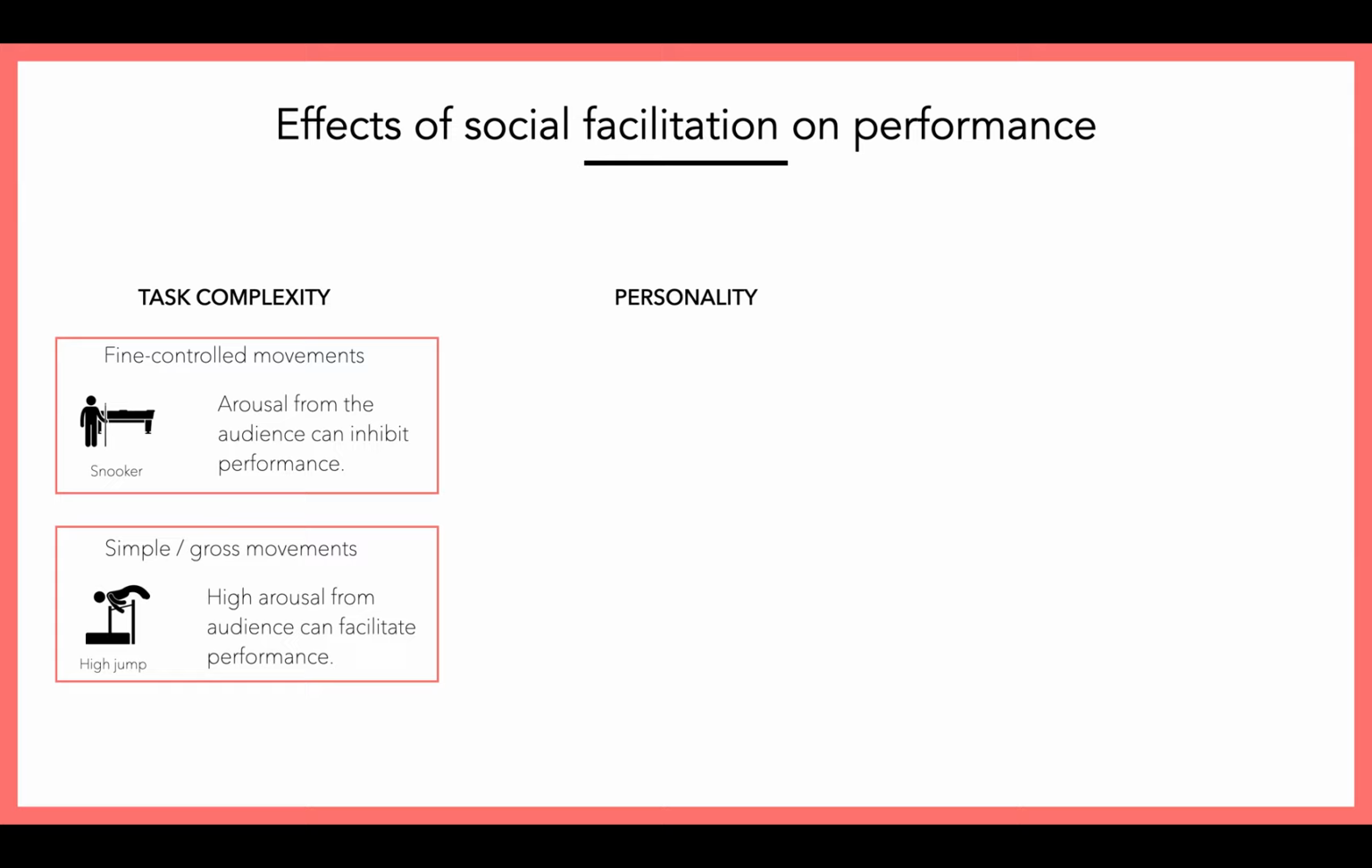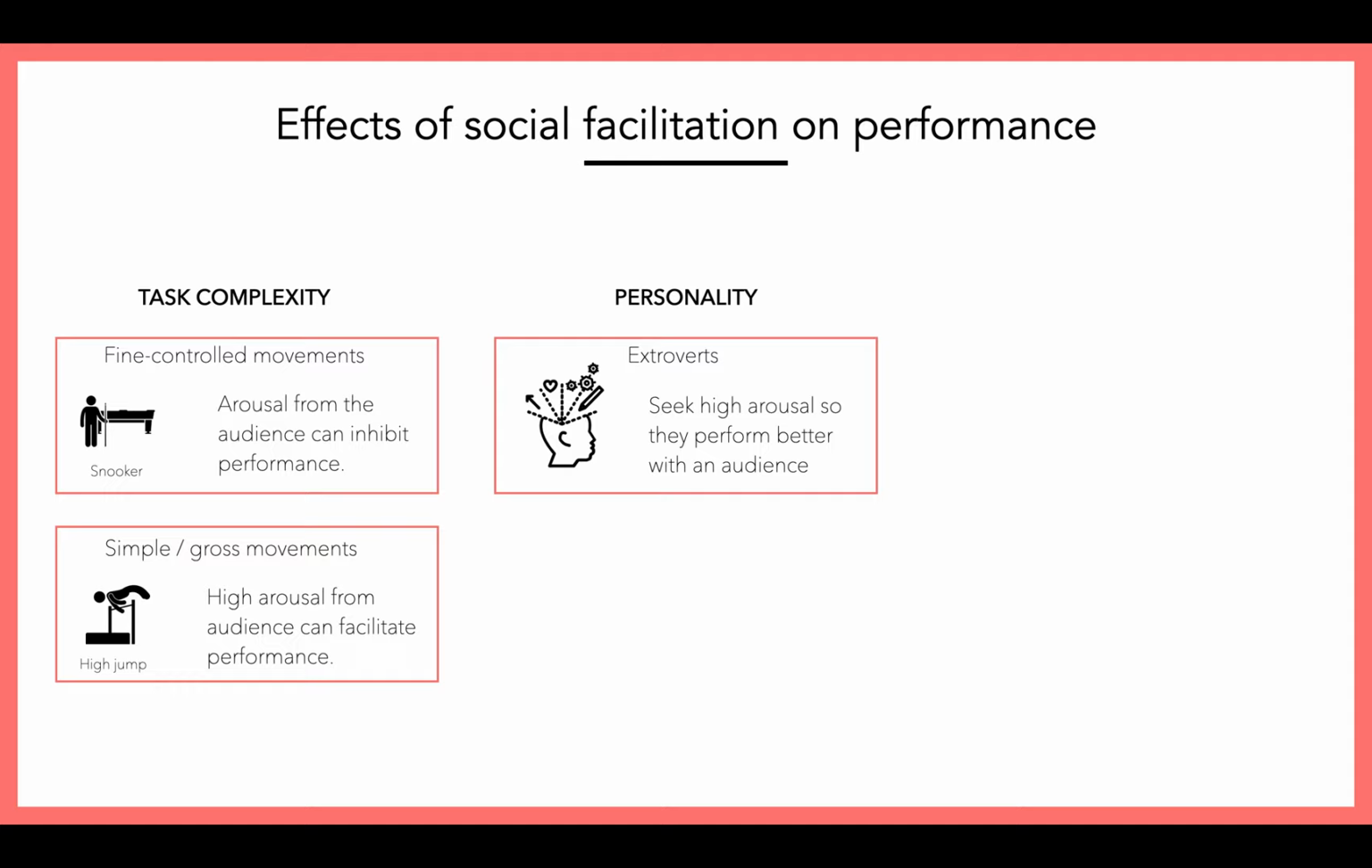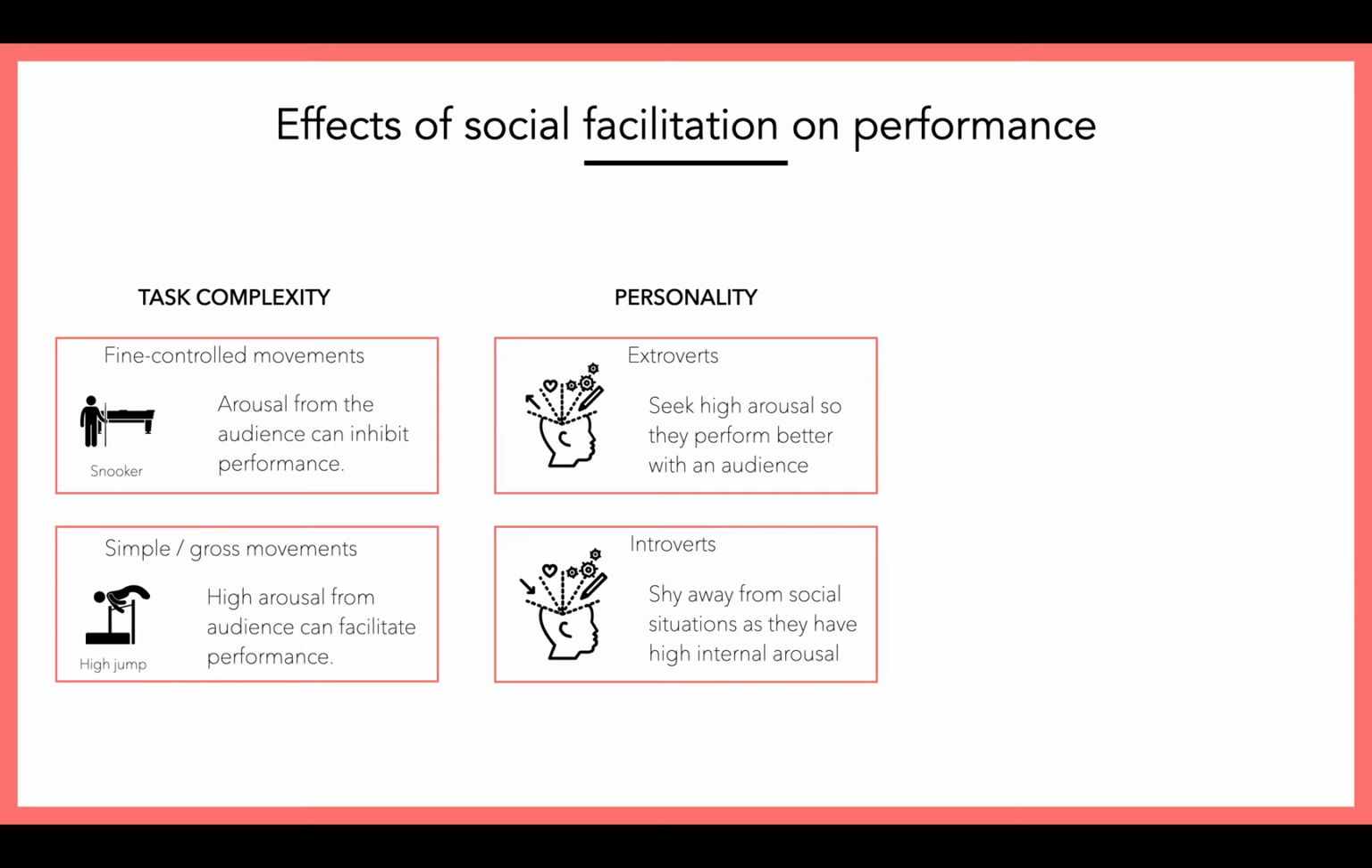Personality, probably guess this one from arousal. Extroverts, because of that RAS system inhibiting the stimulation from sensory stimuli, they seek arousal, and an audience can create higher arousal, as Zajonc said. So extroverts are going to seek that. Introverts, as we know, they have internal arousal. Their RAS is intensifying the stimuli, so they'll tend to shy away from social situations, okay? Linking back to Eysenck, what he was saying, and because they have high internal arousal.